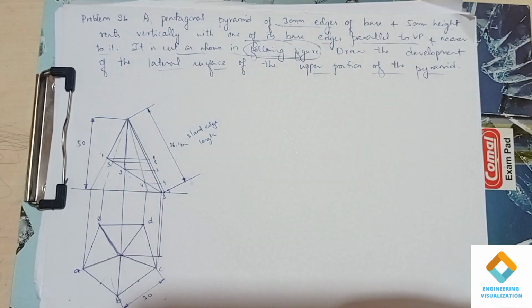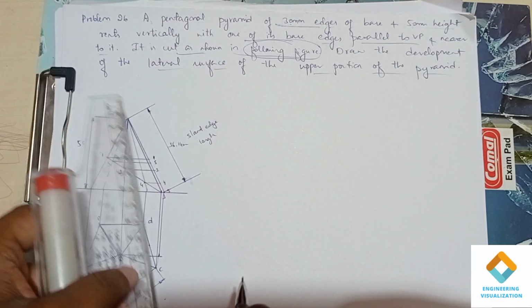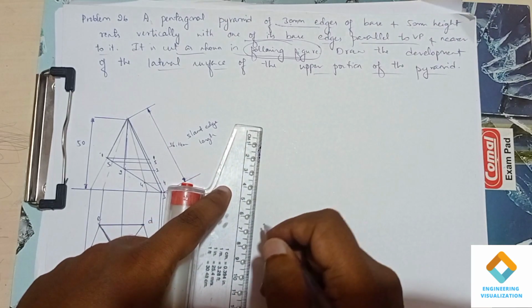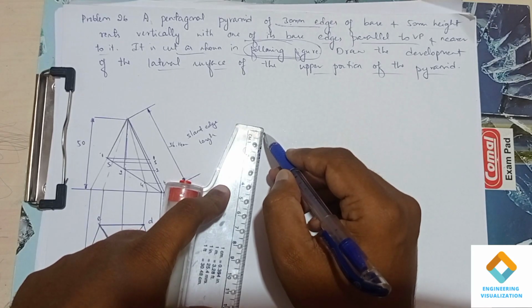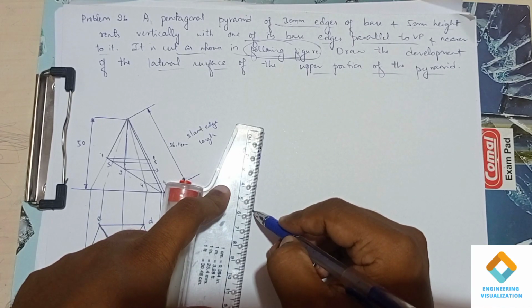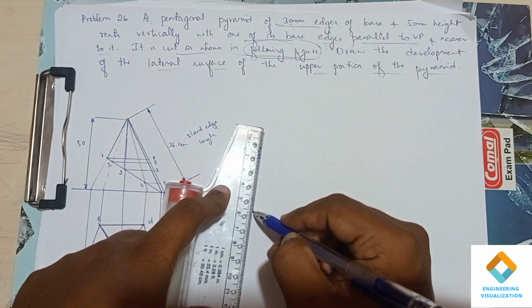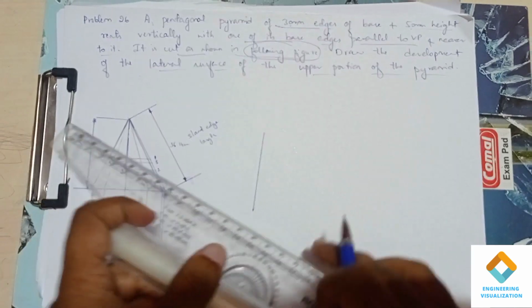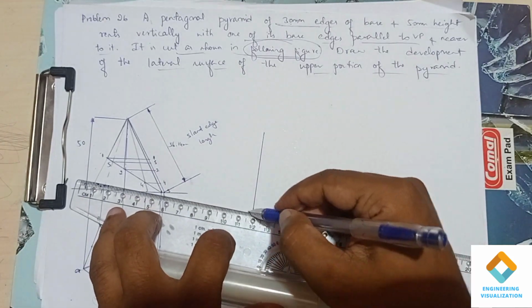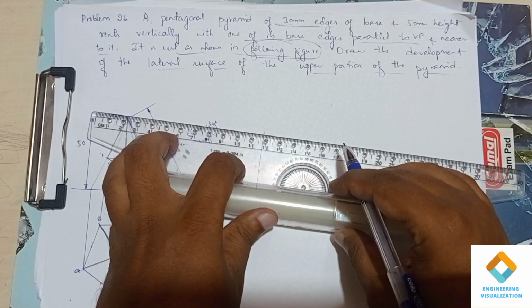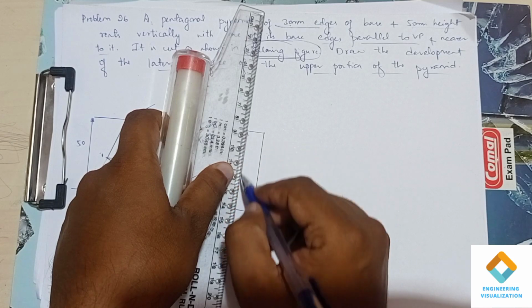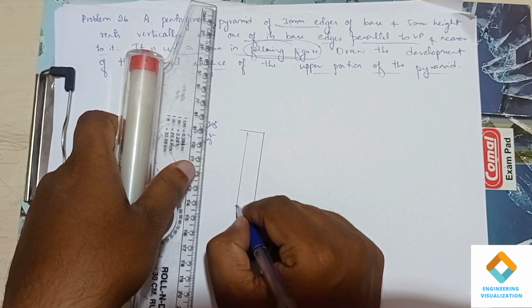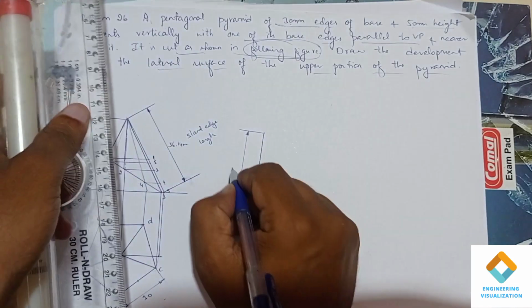So we have to use this slant edge first. I'll be drawing one vertical or horizontal line with respect to the slant edge length here. So draw exactly 56.14 mm. After drawing this 56.14 mm, show the dimensions of 56.14.